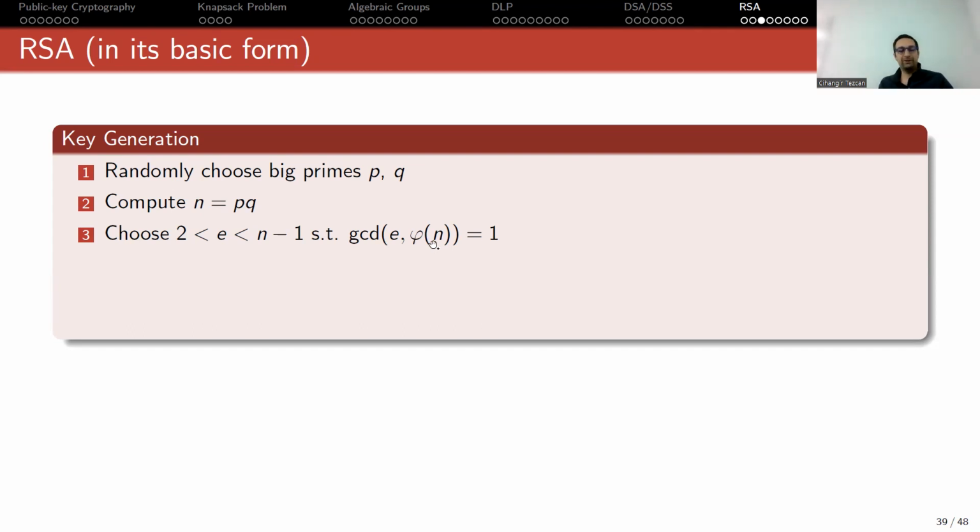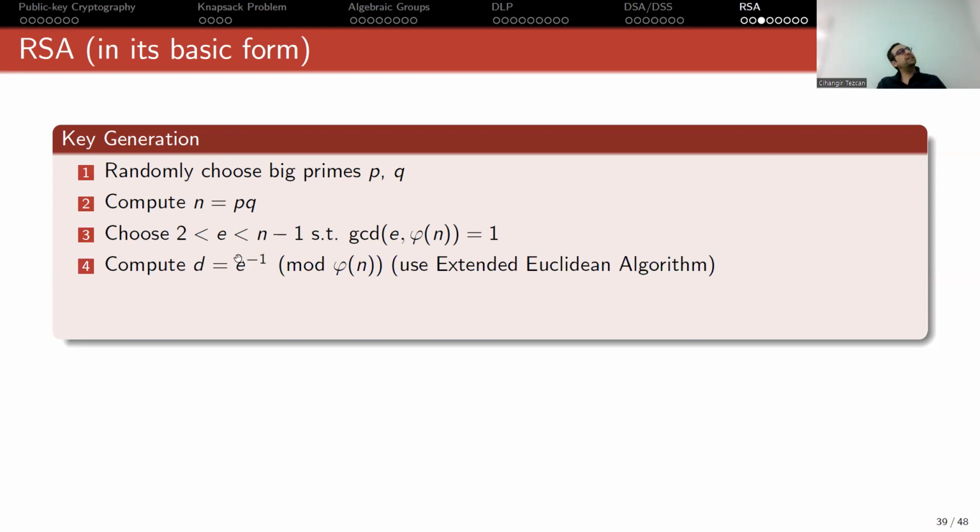Let's recall the formulas I said. So you have to choose an E that has to be relatively prime with this number. And this is generally chosen as a very small number to speed up the computation. So if 3 is relatively prime with this number, then you can choose E equals 3. Okay, as simple as that. Sometimes it's chosen as 2 to the 16 plus 1, so that the computations are really fast too.